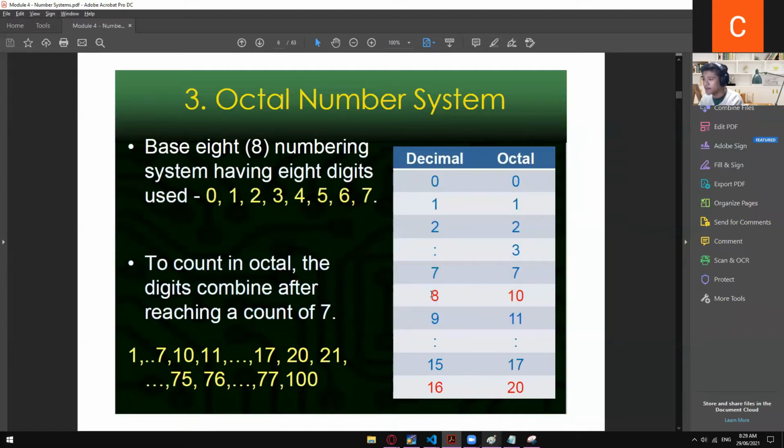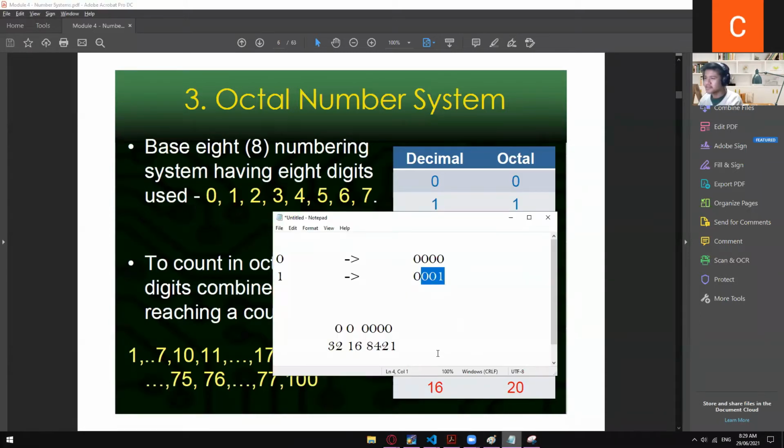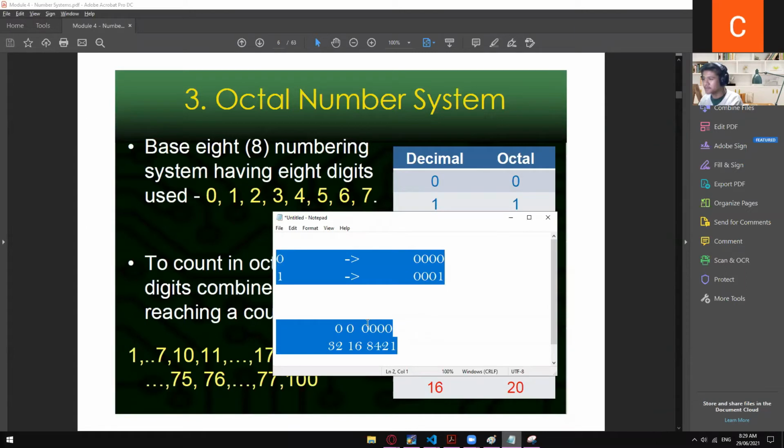However, in octal, again, as I mentioned a while ago, we don't have 8 and 9. So in decimal, if we have 8, in octal, it's already 10. Okay, so there is no other explanation for this one, but you just need to memorize that when it comes to octal, we don't have 8 and 9. So I think that's the easiest way for you to understand how to represent decimal in octal.